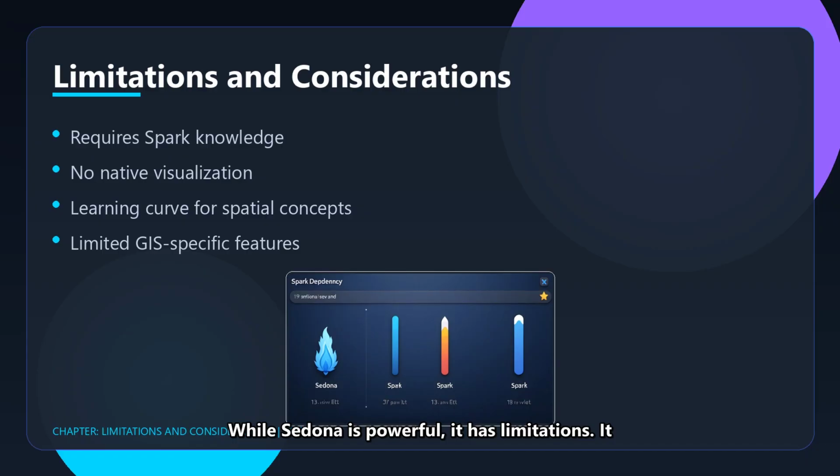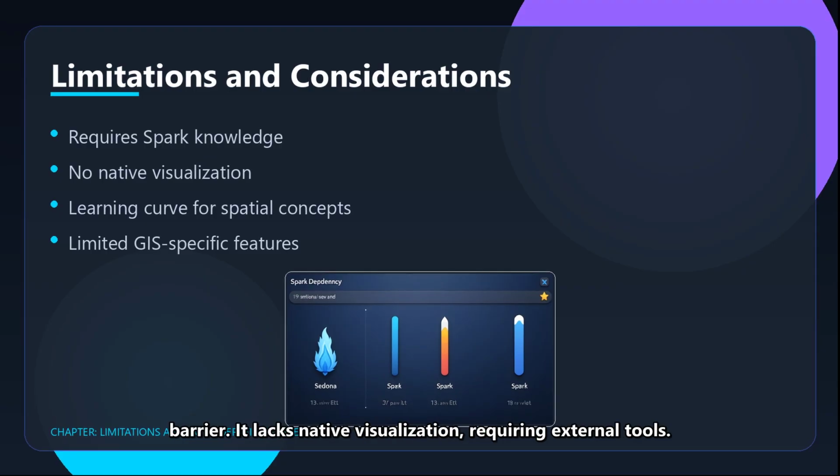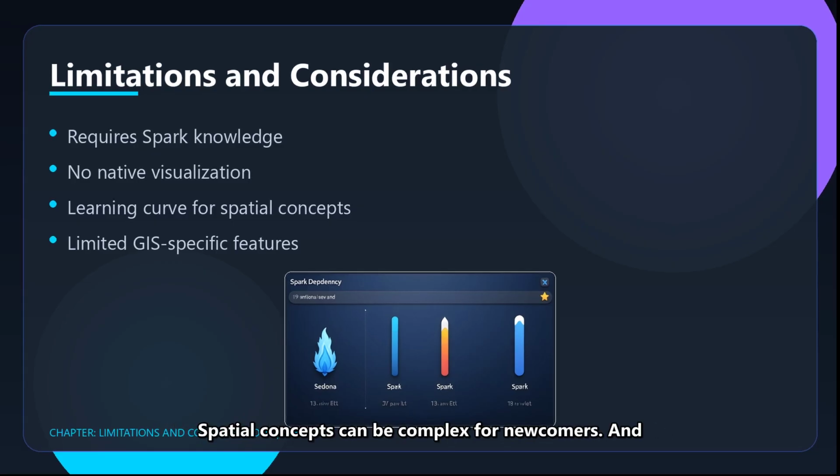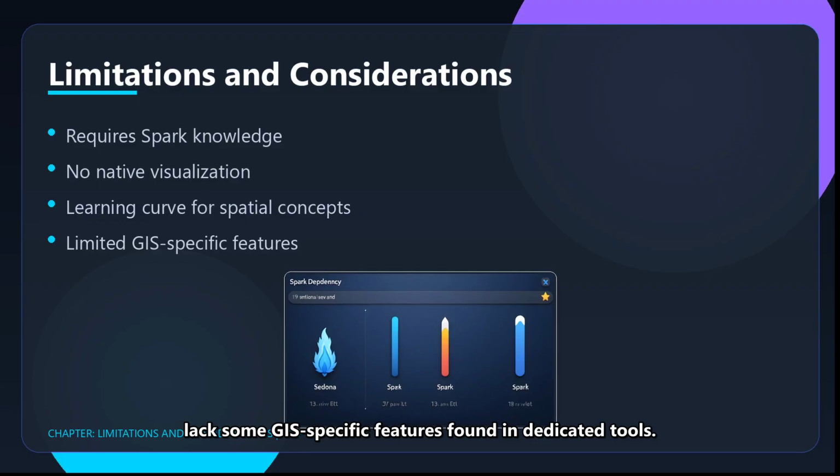While Sedona is powerful, it has limitations. It assumes familiarity with Spark, which can be a barrier. It lacks native visualization, requiring external tools. Spatial concepts can be complex for newcomers, and while it supports core spatial operations, it may lack some GIS-specific features found in dedicated tools.